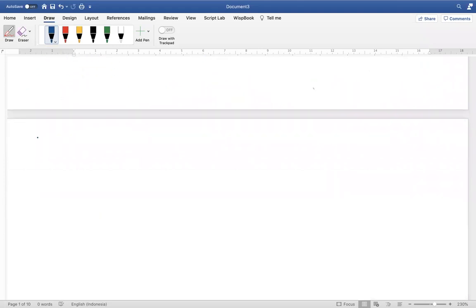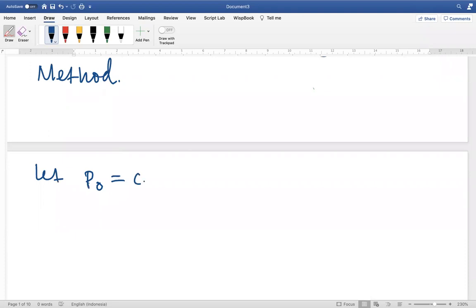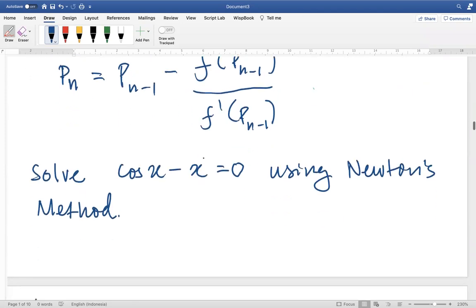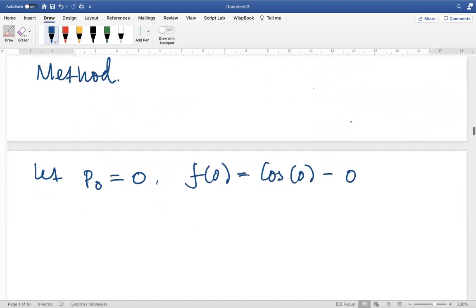Okay, now let p0 equal, you can guess, yeah? Let's start with 0. Let p0 be 0. Then this is the f(x). f(0) is cos 0 minus 0, yeah, is 1. Of course, it's not 0.